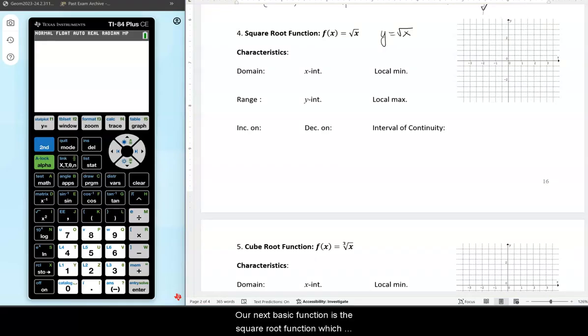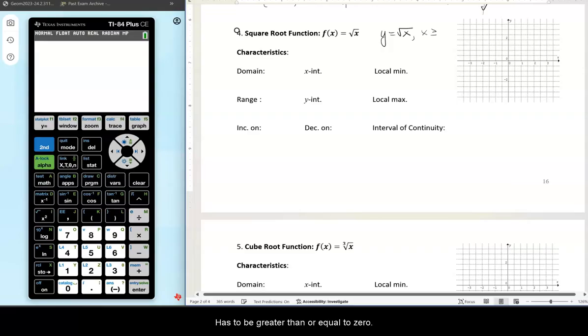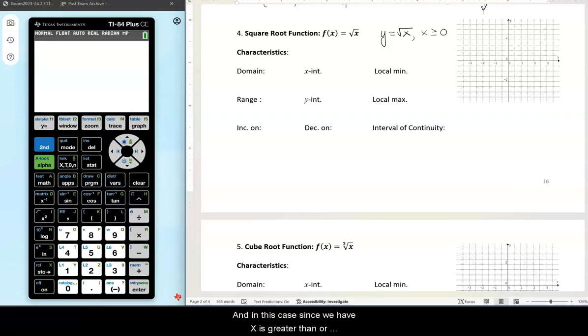Our next basic function is the square root function, which you probably have graphed, y equals the square root of x, many times. And if you remember, since we have a square root here, the input value, or x, must be non-negative, meaning that x has to be greater than or equal to 0. And in this case, when I plug in my x values, I end up with y is greater than or equal to 0. Just looking at it algebraically gives us our domain, 0 to infinity, and our range.